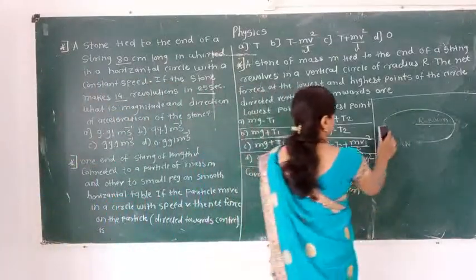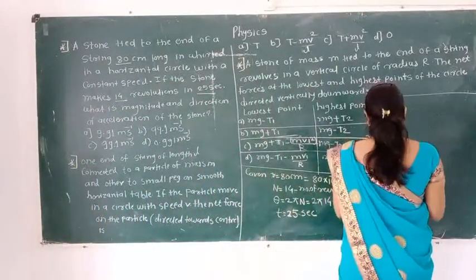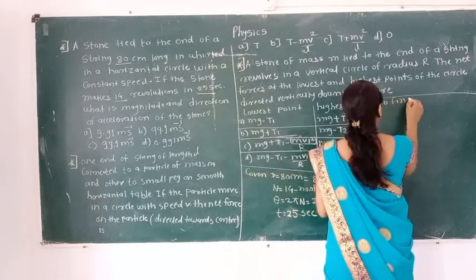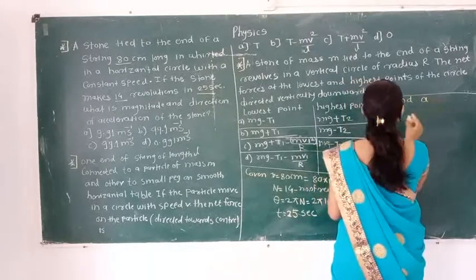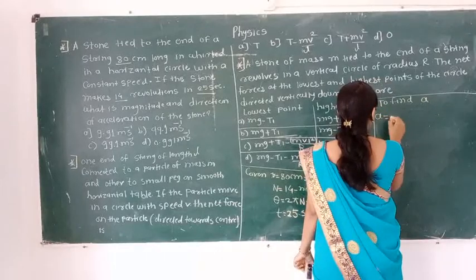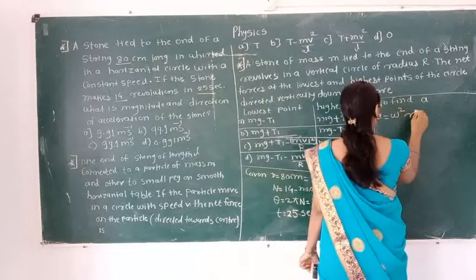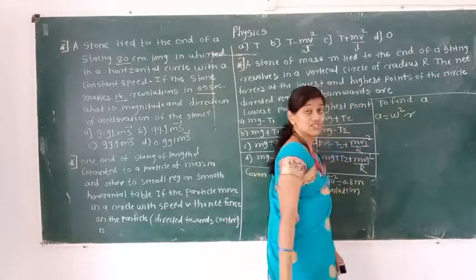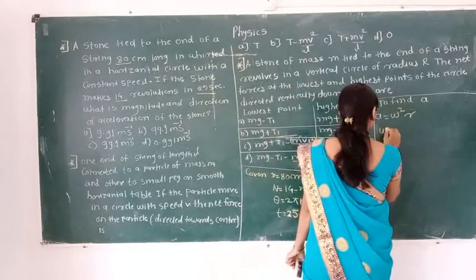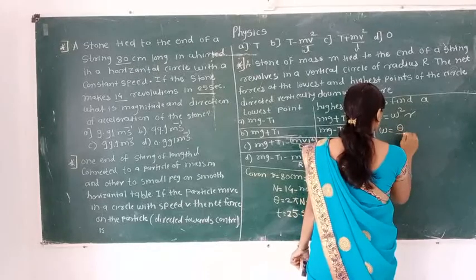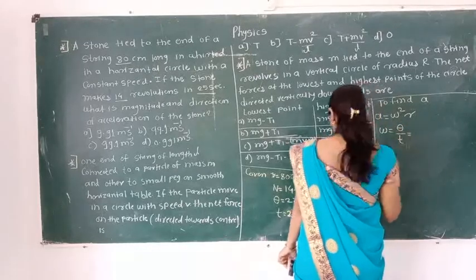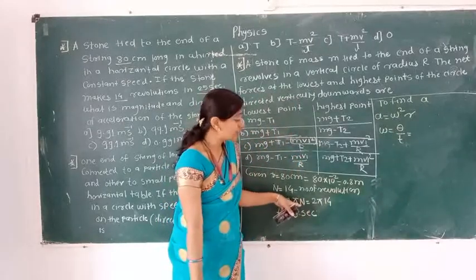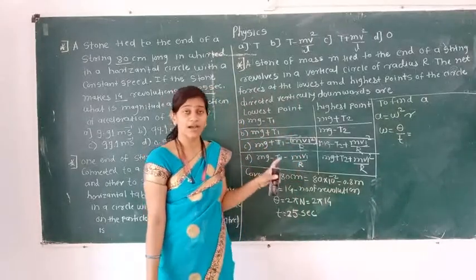Here we have to find the acceleration. We know the formula: a is equal to omega square into r. Let me first find the value of omega. Omega is equal to theta divided by time, that we know. Theta is nothing but 2 pi N, where N is the number of revolutions taken by the stone.